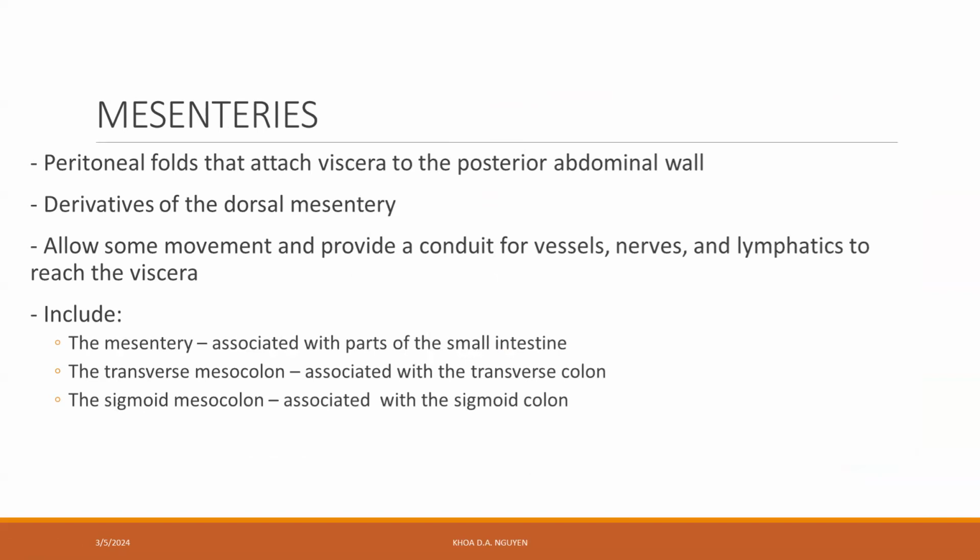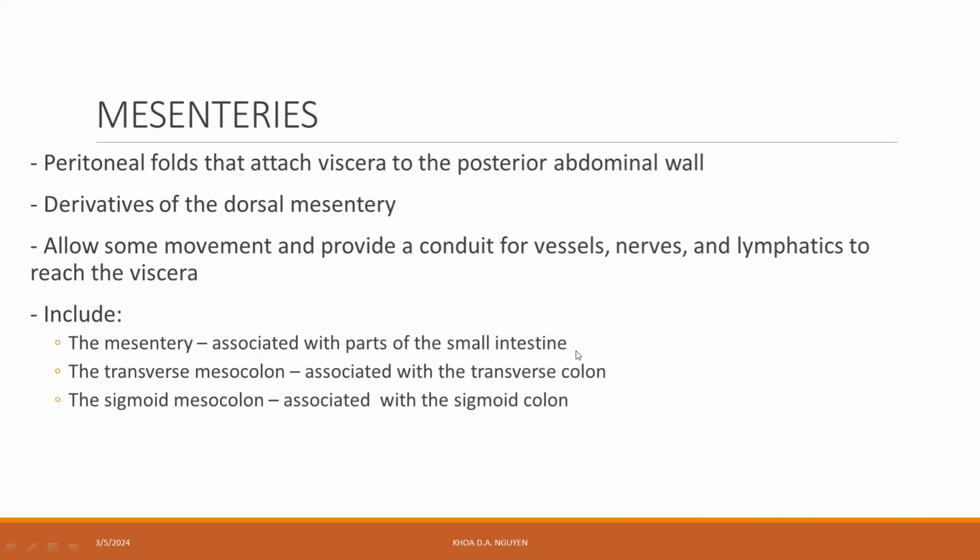Mesenteries. So mesenteries are peritoneal folds that attach viscera to the posterior abdominal wall. They are derivatives of the dorsal mesentery, and there are a lot of them. They allow some movement of these organs and provide a conduit for vessels, nerves, and lymphatics to reach the viscera. And they include the mesentery, which is associated with the majority of the small intestine. The majority of the small intestine, excluding the duodenum, which is primarily retroperitoneal, is going to be hung from the posterior body wall by this mesentery called the mesentery.